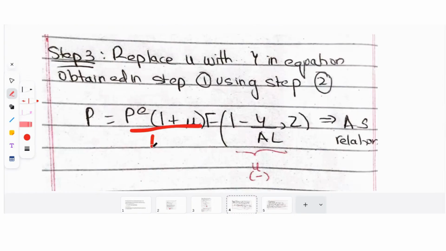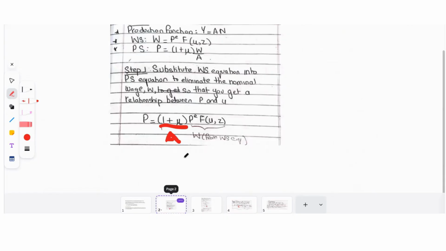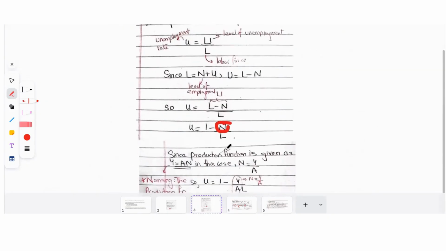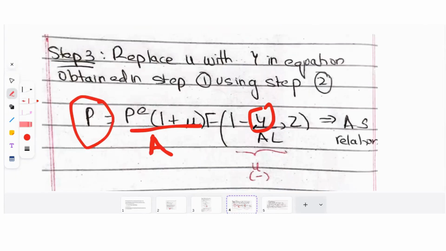And here we obviously have an A here. So in step 1, we had P is equal to 1 plus mu times A times F, just like over here. Now, instead of u, we just write 1 minus Y by A. So now we have expressed a relationship between P and Y. We have eliminated u using step 2, and this is where we used our production function. So this is our AS relation.